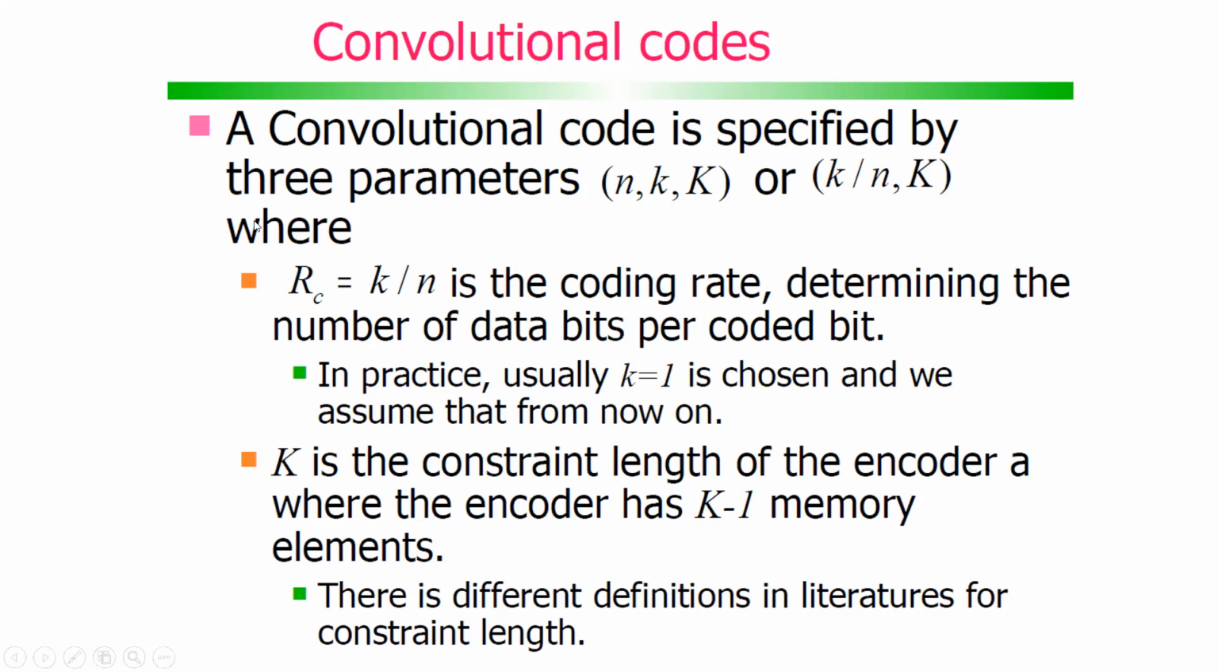So all in all, a convolutional code is represented by small n, small k, and capital K, where small n is the number of bits in the code word, small k is the number of bits in the message vector or message word. Here I am taking small k equal to 1, and capital K is known as the constraint length. That means the number of memory elements plus 1.